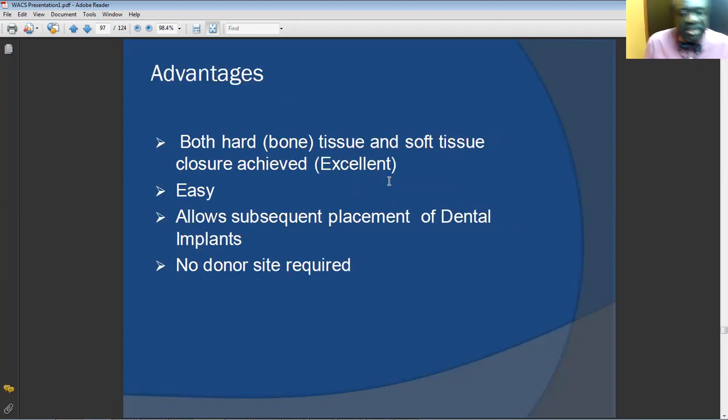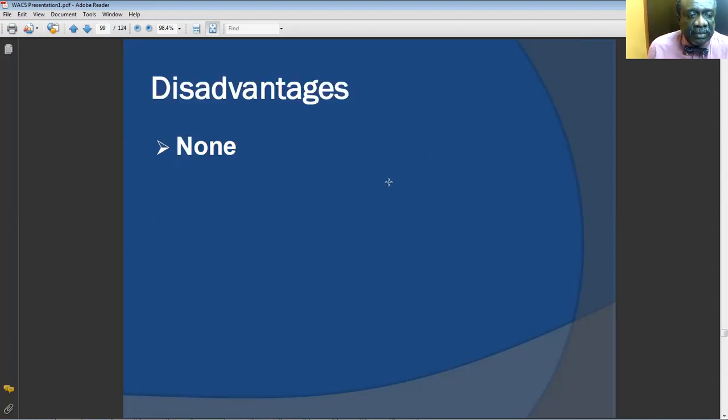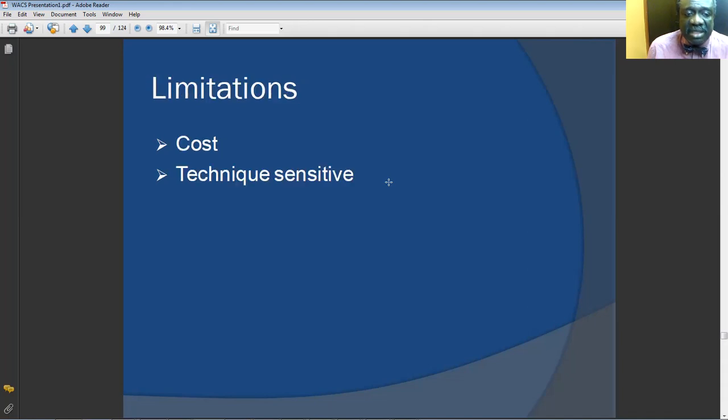So the advantage of this closure of the oral communication is that both hard tissue and soft tissue closure is achieved and is excellent. And it is easy and it allows subsequent placement of dental implant and no donor site is required to take bone or harvest bone. The publications that I've done on this have had very high impact factor, and this technique has been widely utilized by clinicians worldwide. To my knowledge, there is no disadvantage, not because I'm the one that created this technique.